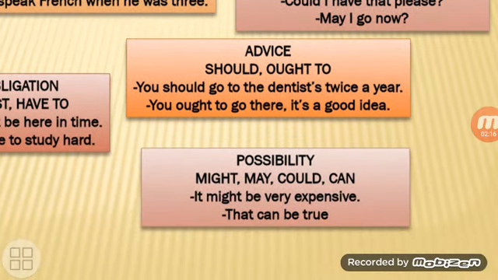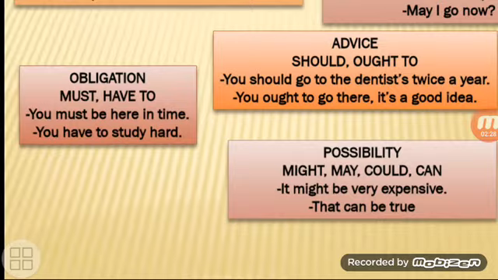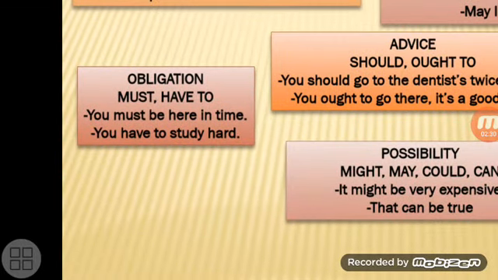To express advice, we may use should or ought to. You should go to the dentist twice a year. You ought to go there. It's a good idea. To express obligation, we use must or have to. You must be here in time. You have to study hard.